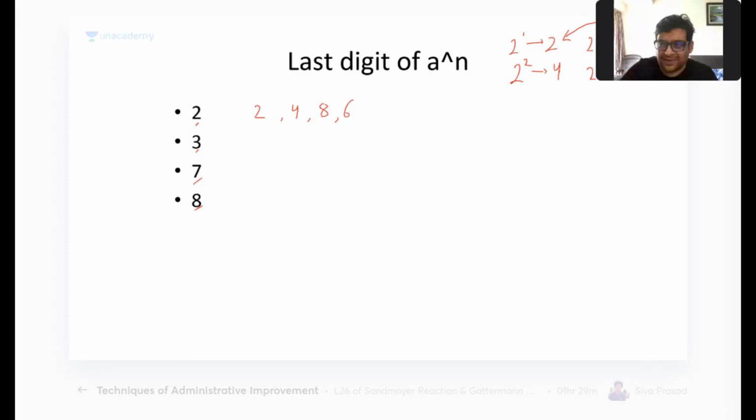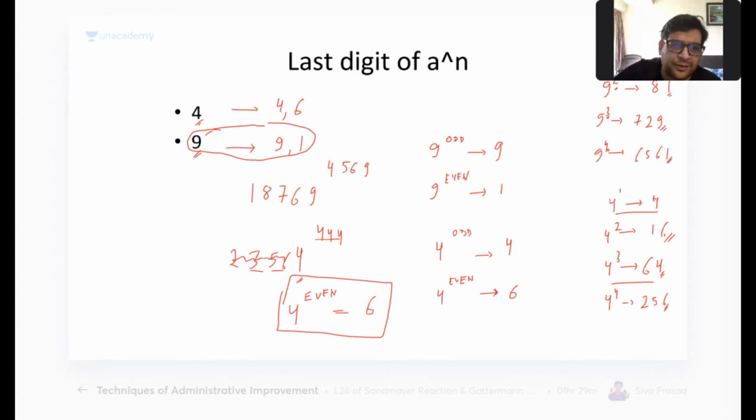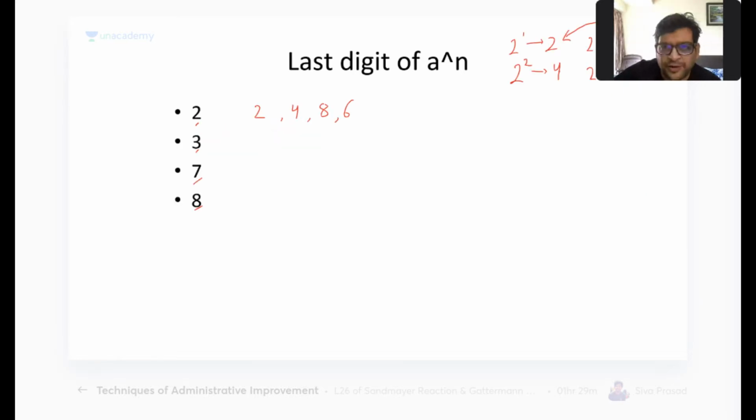How are we going to use it? I'll tell you that later. My first job is just trying to find out the cycles or the numbers which are possible. For example, in case of 4, the numbers which were possible were 4 and 6. We first found that out, and then we figured out the logic that it has to be 4 to the power odd or even. So I'm doing the first step now.